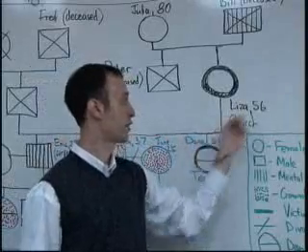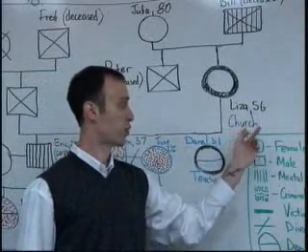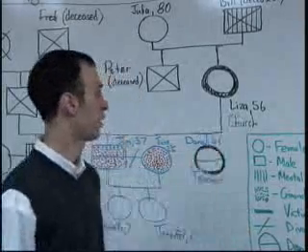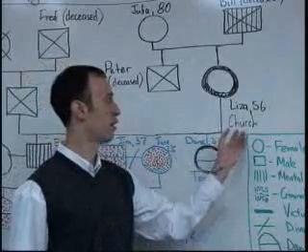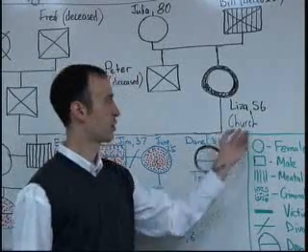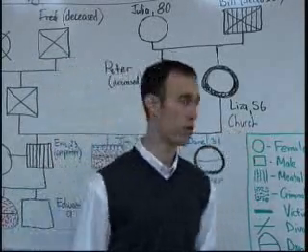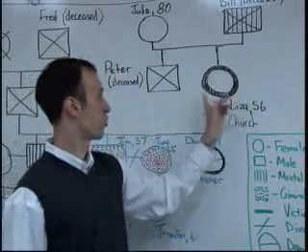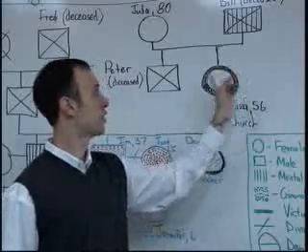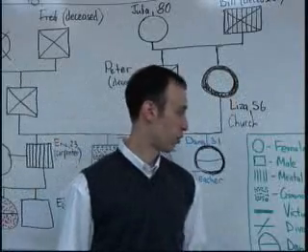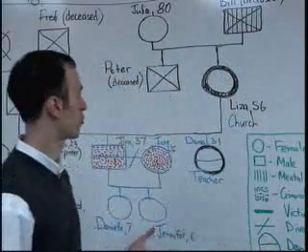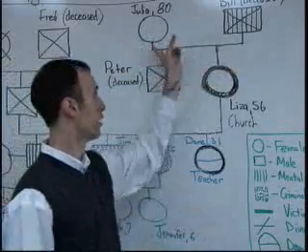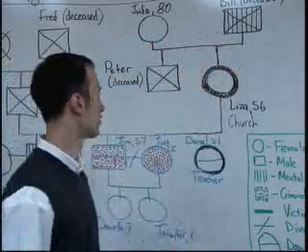Lisa is still alive, 56 years old, and the word church signifies some sort of significant church involvement in her life. Usually something like this, either occupation is noted or significant involvement in some organization is noted next to that person. We can see that Lisa, being drawn in thick double lines, is probably a victim of some sort, either physical or emotional abuse. And the victimization may have happened within this family here.